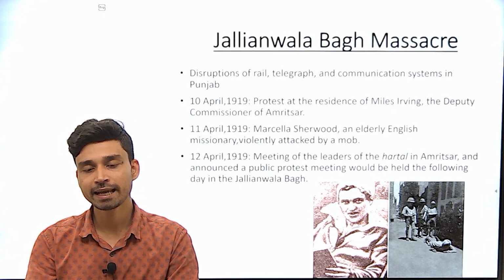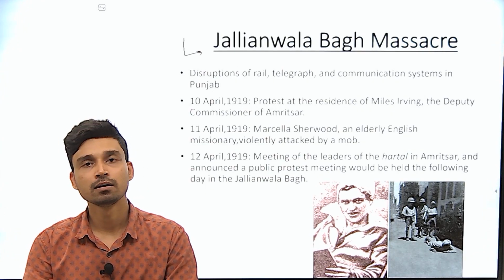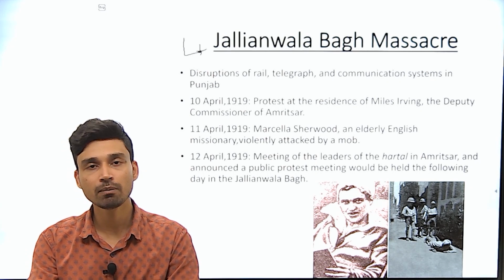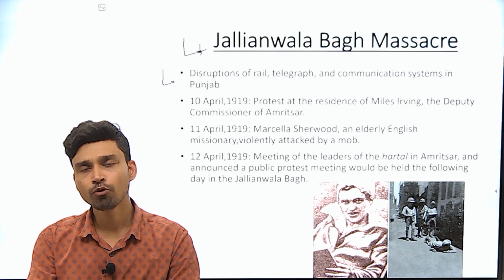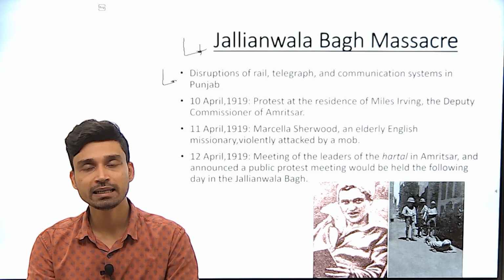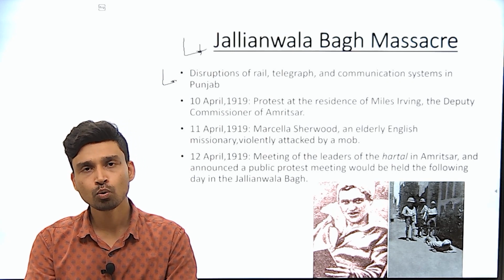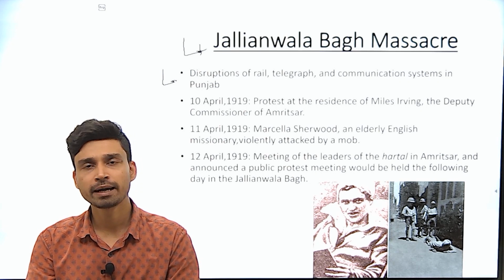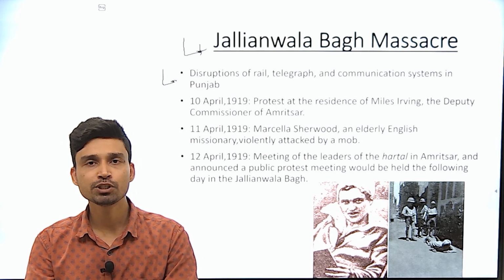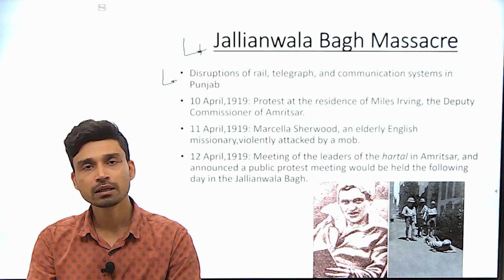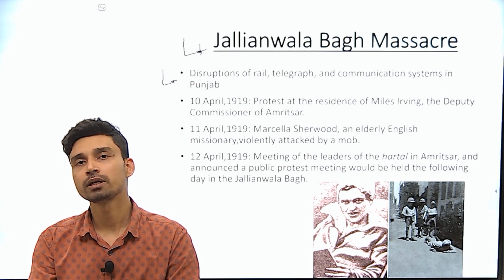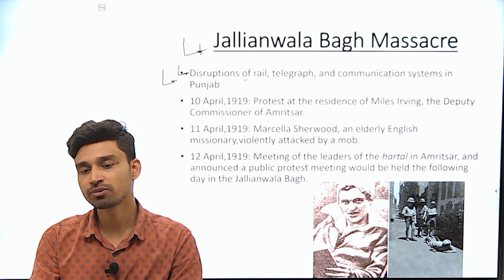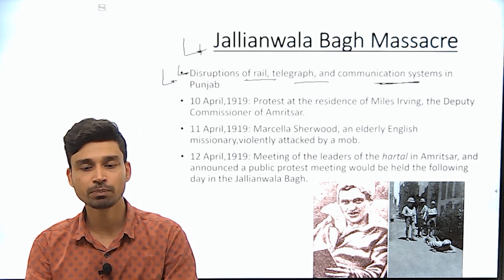Now coming to the second important event that occurred subsequently to the Rowlatt Act, the Jallianwala Bagh massacre. Before understanding it, we need to understand the chronology that led to the massacre. Due to the promulgation of the Rowlatt Act, people were protesting and rioting everywhere in the country, especially in Punjab, where the protest was much more violent because Punjab was a hotbed of revolutionary terrorism, or revolutionary activities in India. That is why people disrupted railway lines, telegraphs and communication systems in Punjab.